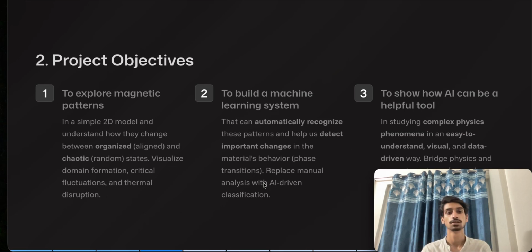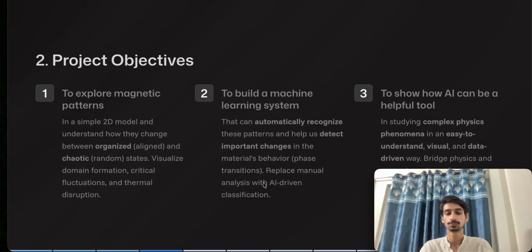Here are the project objectives. The first objective is to explore magnetic patterns. In this simple 2D Ising model, we simulate lattices to observe how spins evolve from organized aligned states, which are large domains at low temperature, to chaotic random states. By visualizing domain formation, critical fluctuations, and thermal disruptions, we see the step by step melting of order, revealing the physics behind the changes.